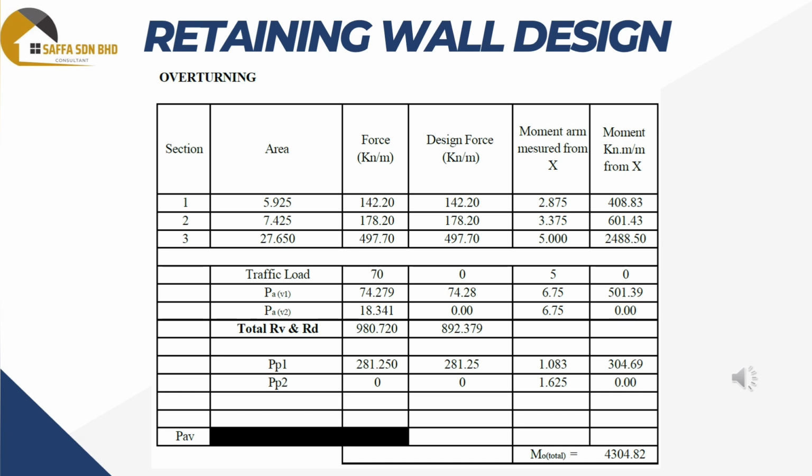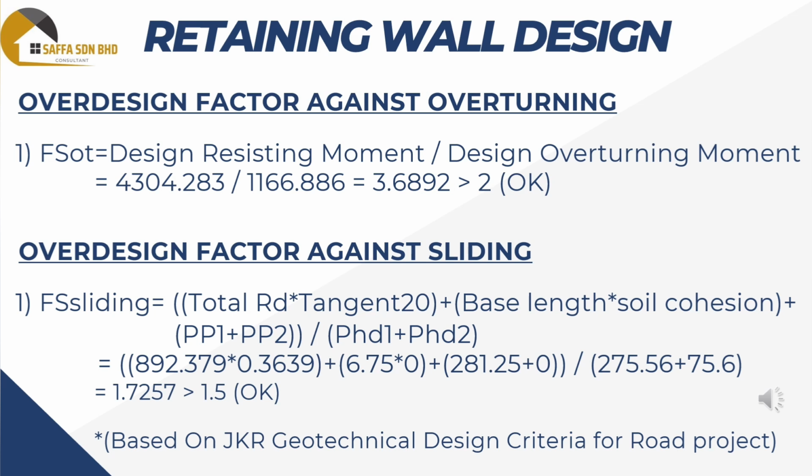After that, we find the design factor against overturning. The equation is the design resisting moment divided by the design overturning moment. So 304.283 divided by 1166.886. The total answer is 3.6892, which is more than 2, which is okay.